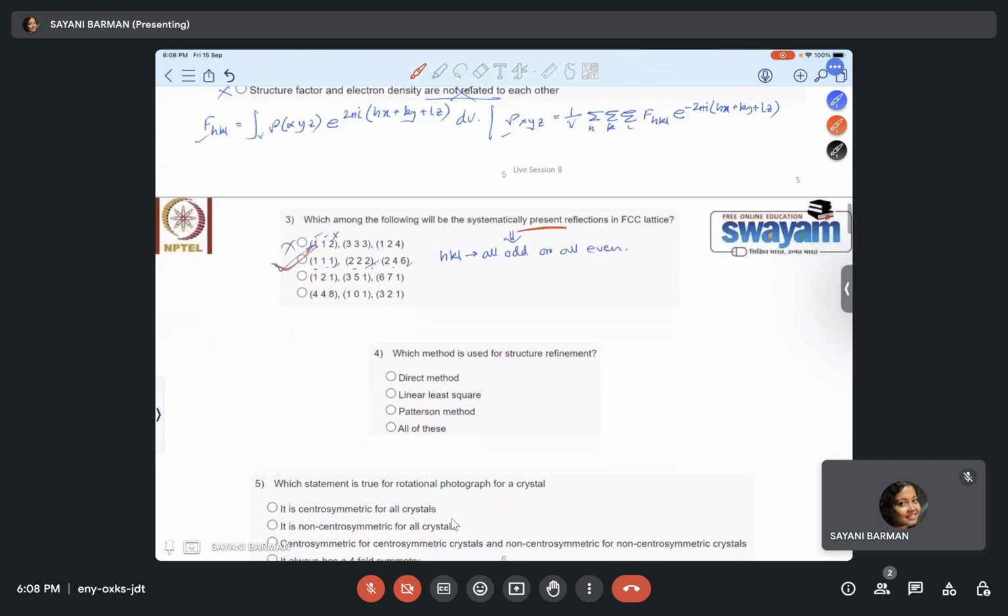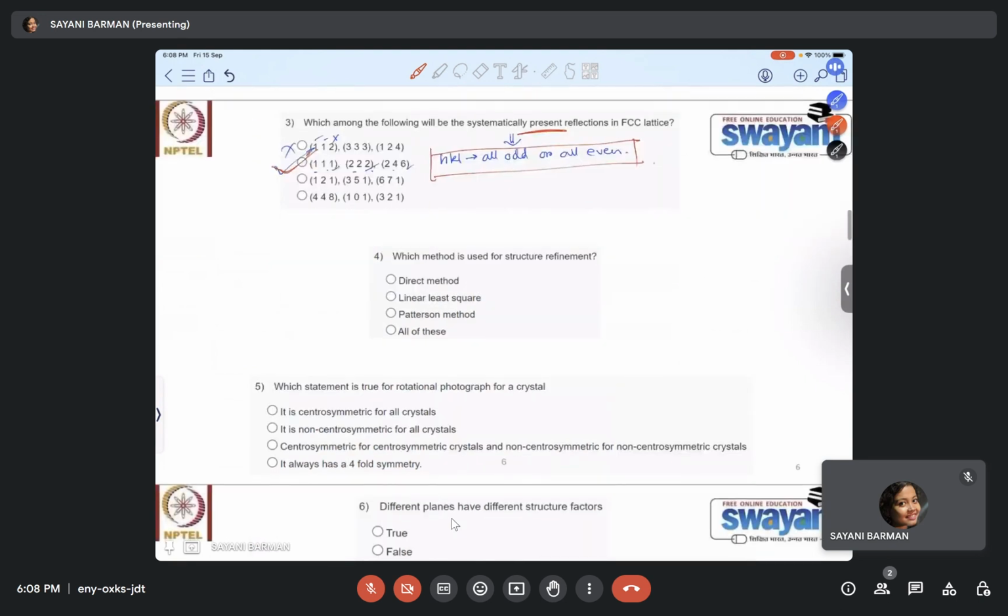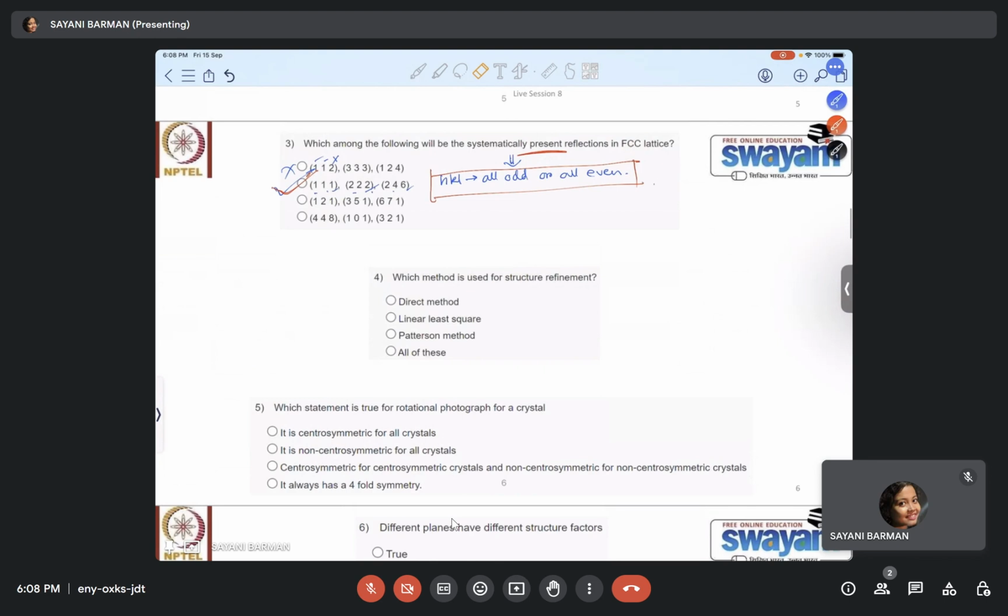Okay. You should keep it in mind always. Now, which method is used for structure refinement? Direct method, linear least square, Patterson linear least square method. Direct method is for structure solution, and for heavy atom, it's Patterson method, like we obtain, and linear least square is for structure refinement.